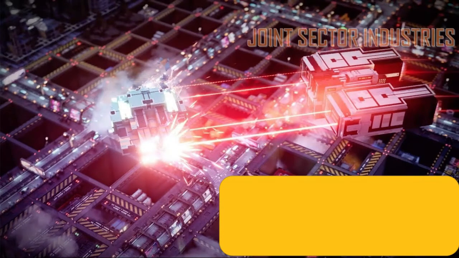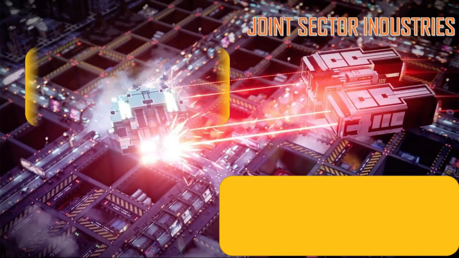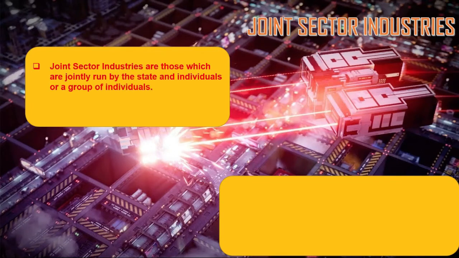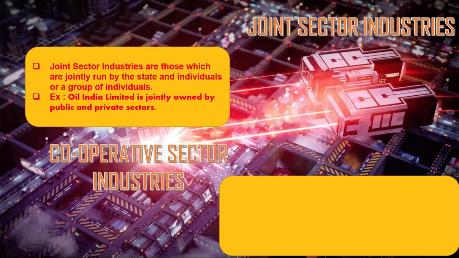Now let us move ahead with the next type of industries, that is joint sector industries. Joint sector industries are those industries which are jointly run by the state and individuals or a group of individuals. That means the industries which are run both by the state and the individuals. An example of the joint sector industry is Oil India Limited, which is jointly owned by the public and the private sectors.